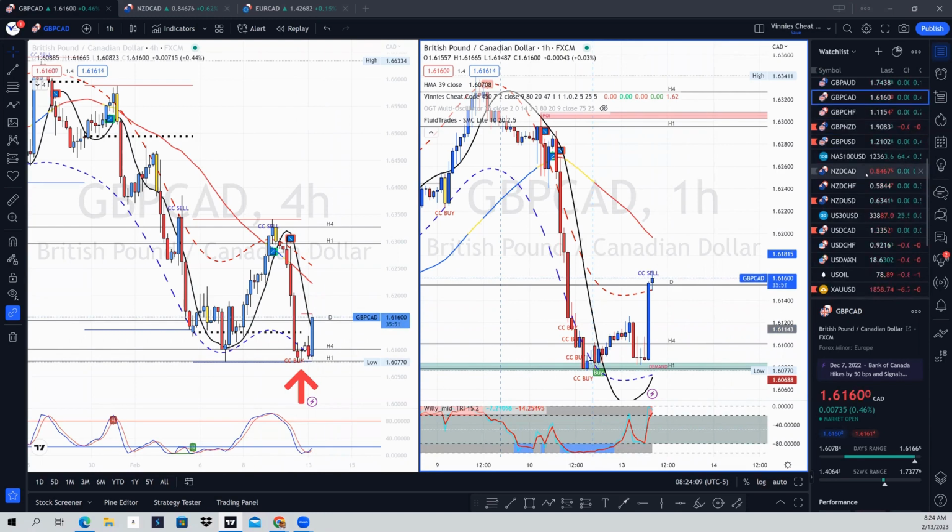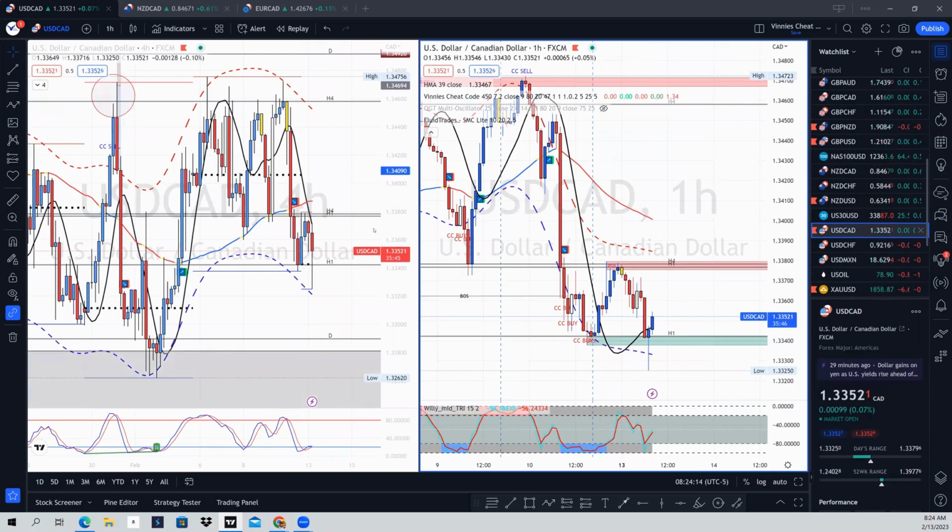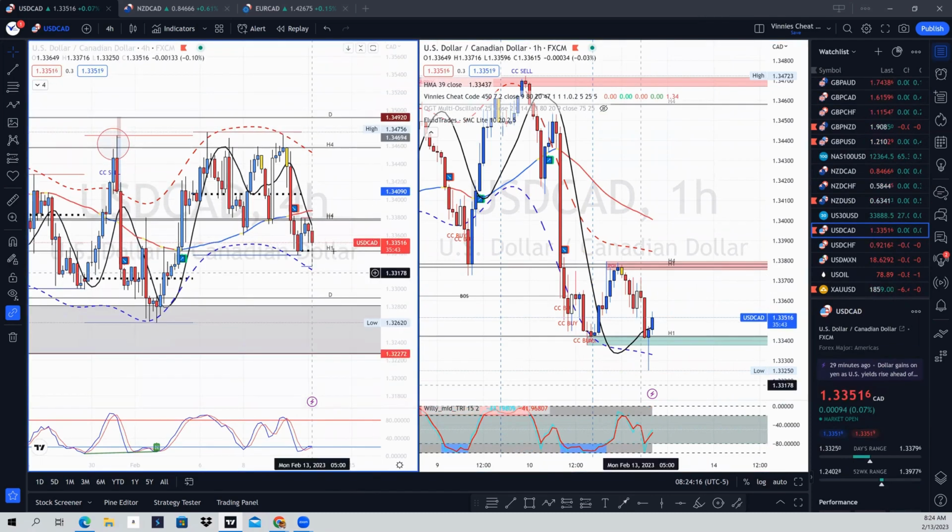We talked about NZD CAD. Let's take a look at Euro USD. I'm sorry, not Euro USD, USD CAD. So we don't have a signal on the 4-hour time frame, so we're not worrying about trading that. Okay. No signal on the 4-hour time frame.